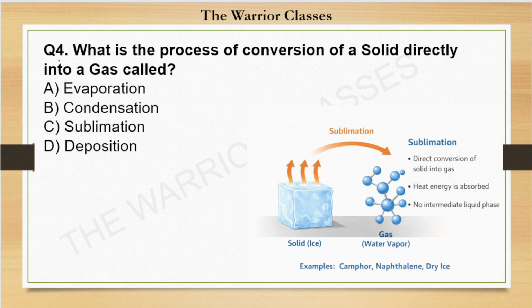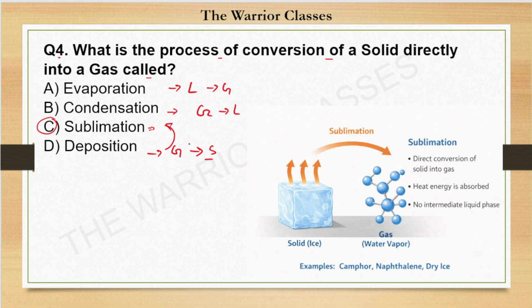Now the next question. Now question number 4. What is the process of conversion of a solid directly into a gas called? So we can say sublimation is the process where a solid is converted directly into gas. Now evaporation is liquid turning into gas. Condensation is gas turning into liquid. Deposition is gas turning directly into solid. Its reverse is called sublimation.